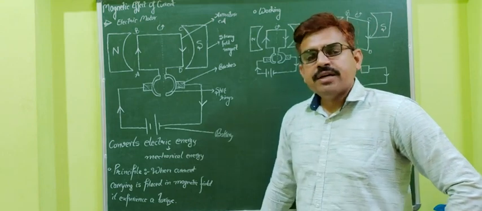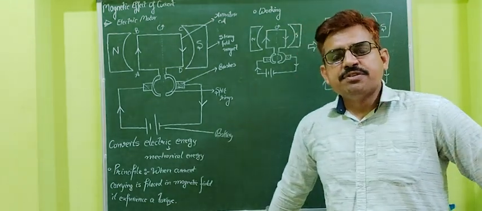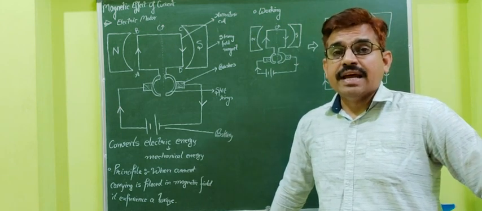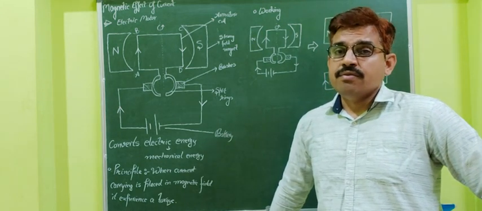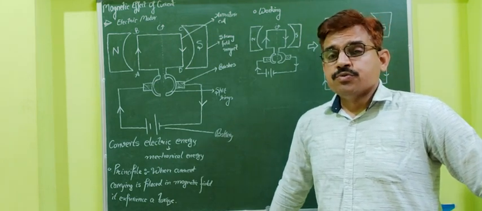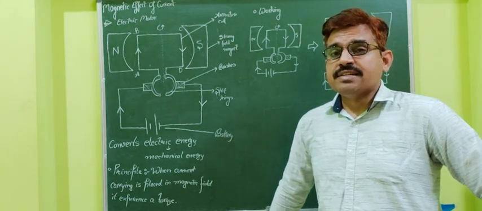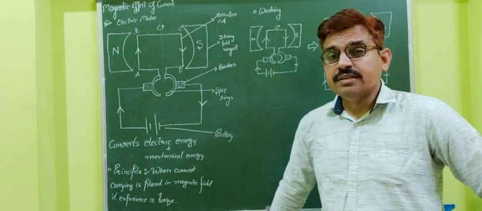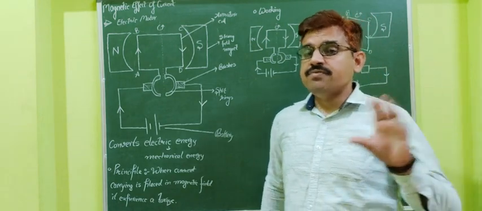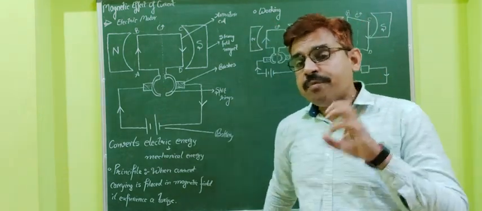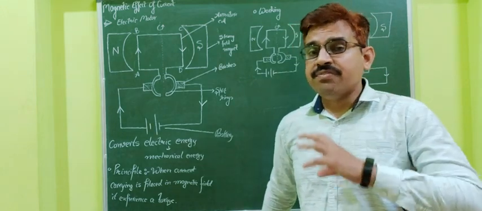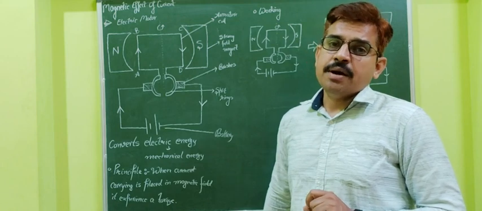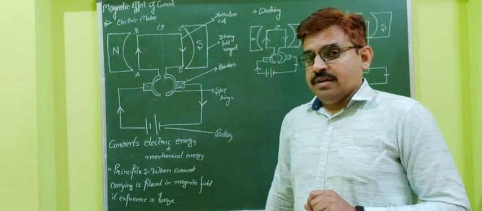So what is an electric motor? It is a device which converts electrical energy into mechanical energy, meaning we take electrical work and convert it into mechanical work. What is mechanical energy? We can say an electric fan, juicer, mixer, grinder. In all these cases we get the work from electricity. That is why we say it is a device which converts electrical energy into mechanical energy.